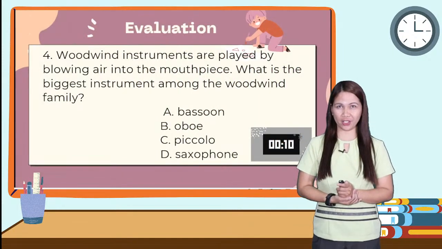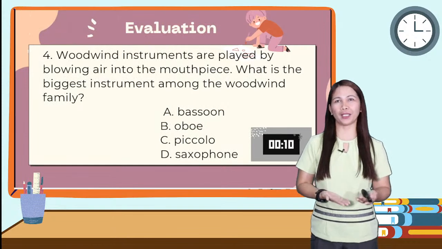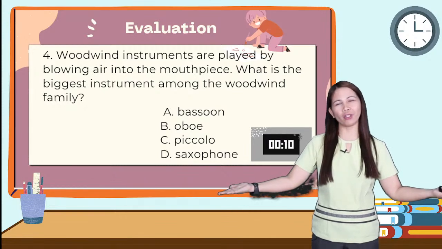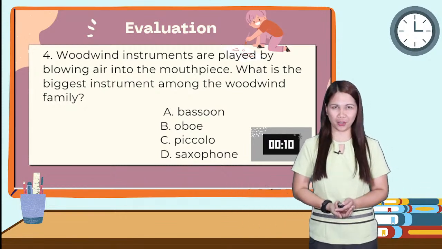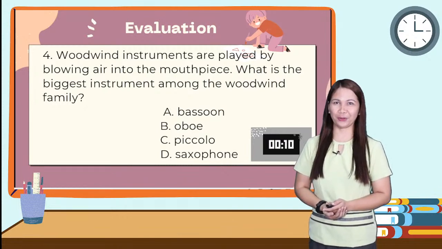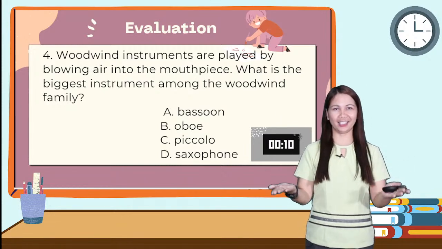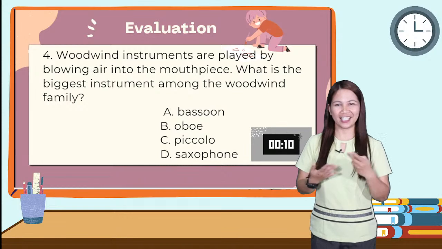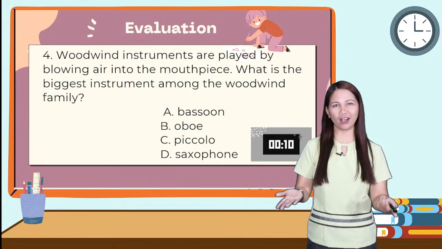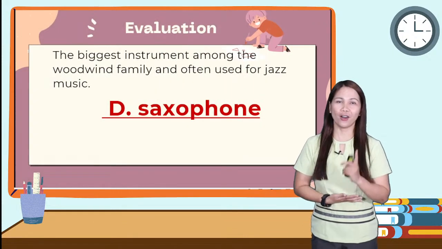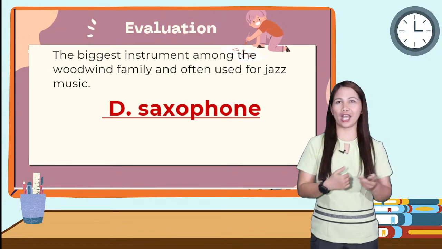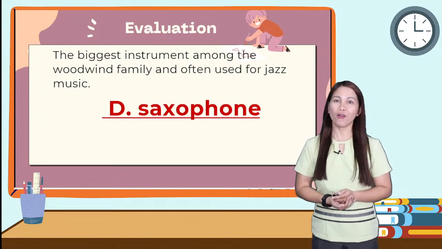For the fourth question, woodwind instruments are played by blowing air into the mouthpiece. What is the biggest instrument among the woodwind family? Is it A, bassoon, B, oboe, C, piccolo, or D, saxophone? 10, 9, 8, 7, 6, 5, 4, 3, 2, and 1. Answers revealed. Of course, the correct answer is saxophone. Usually often used for jazz music and the biggest instrument among the woodwind family.